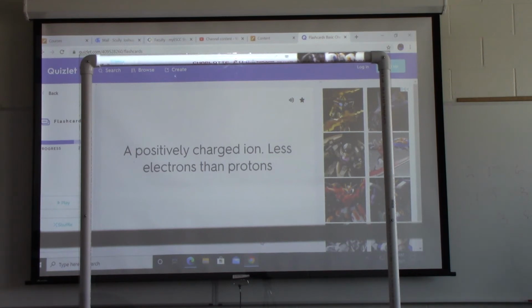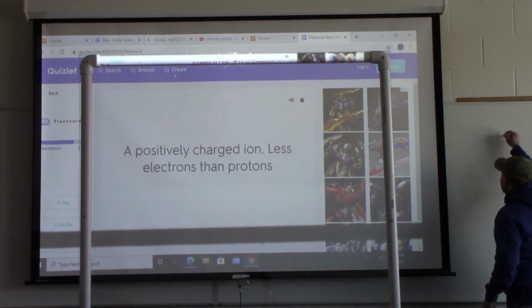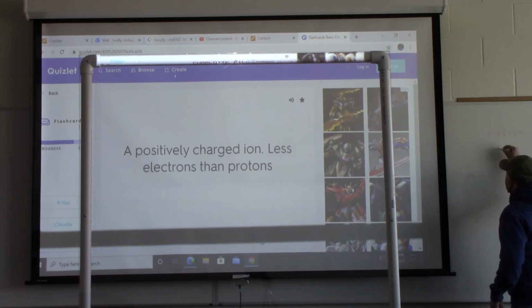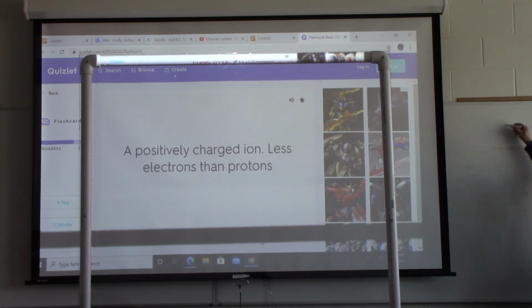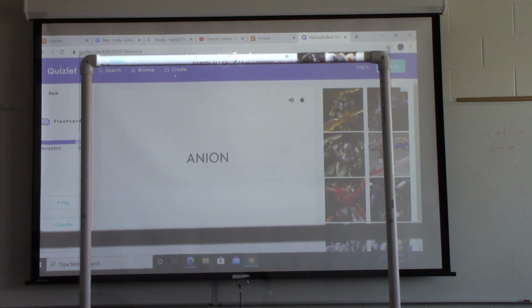Now, one way that helps me remember cation versus anion, and that's not anion or onion, is that the t in cation looks kind of like a plus. So cation is plus, positive charge. The more you go through these flashcards, the more you will remember. Anion, negative.